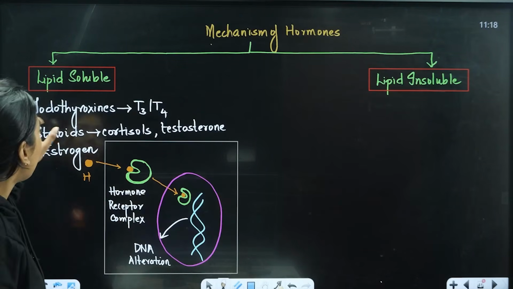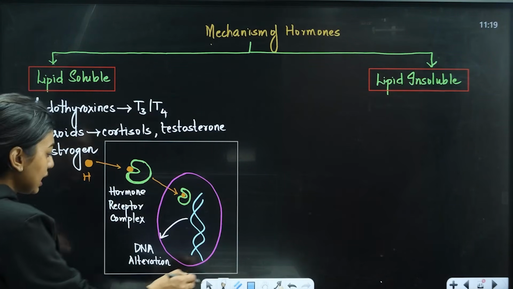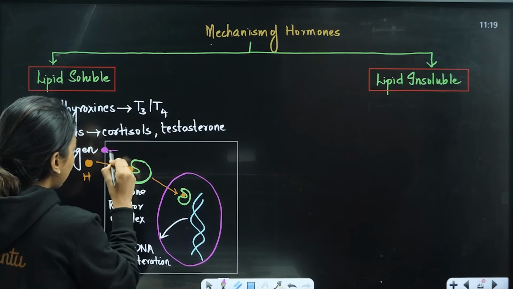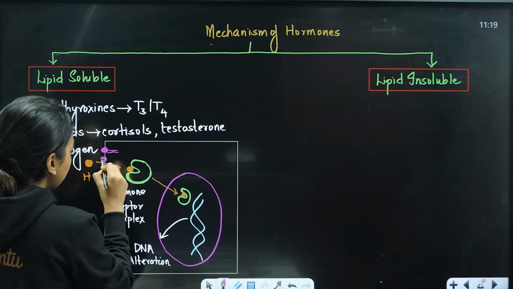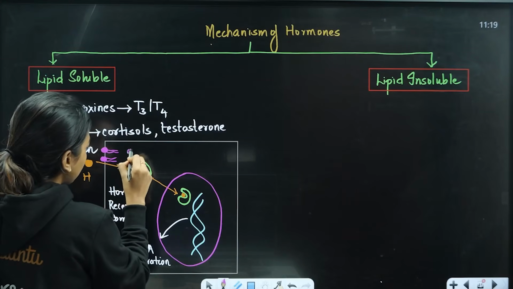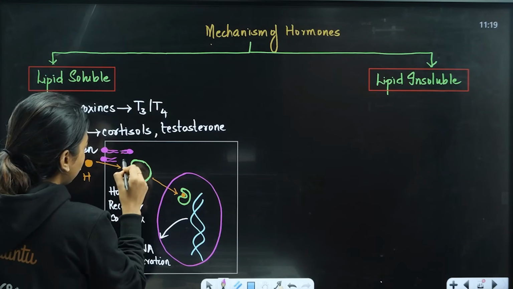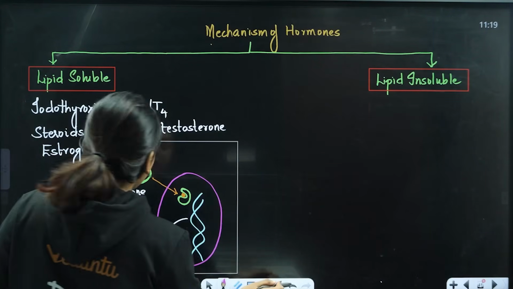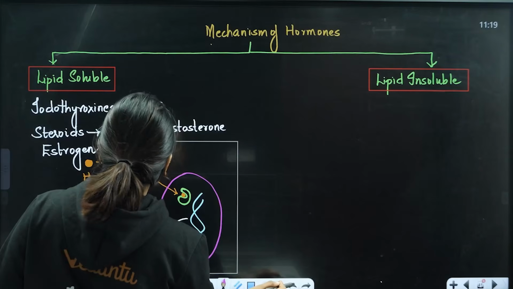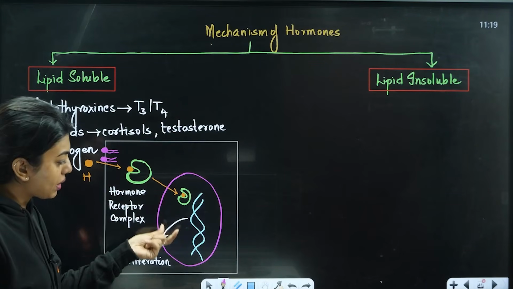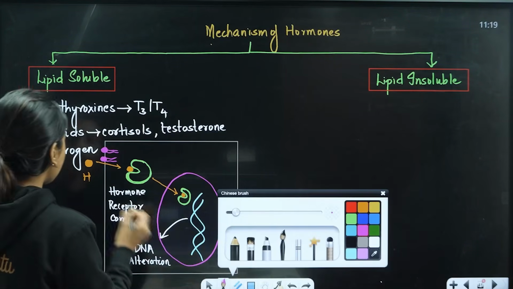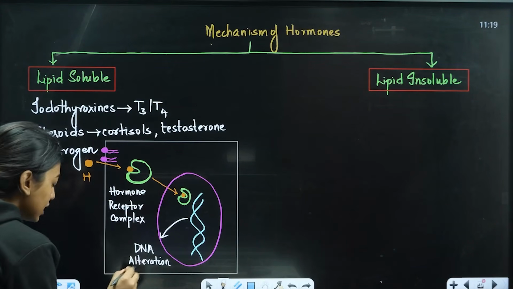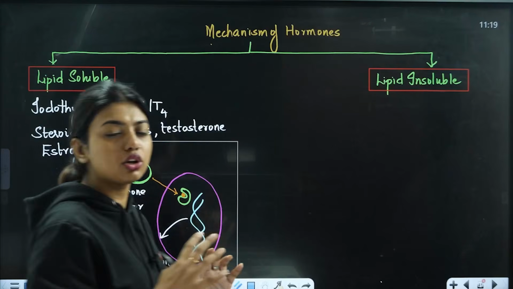Now lipid soluble ones, your iodothyronines or steroids, can directly enter. So here the bilipid layers are going to be present, and it has to cross the bilipid layers. Okay, so here also remember it looks like this. My diagram is not the best diagram. So the bilipid layers are going to be present, it crosses them, directly enters inside, forms the hormone receptor complex and does the changes. For example, if it is estrogen, the physiological changes are going to happen and this will lead to, let's say, tissue differentiation or growth.